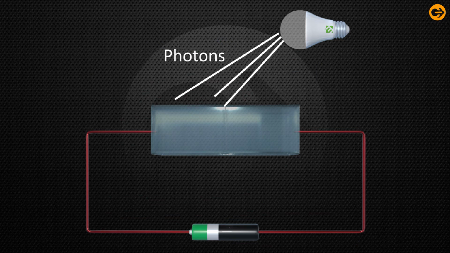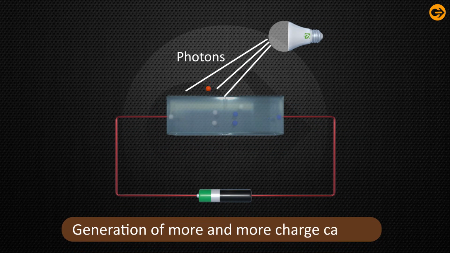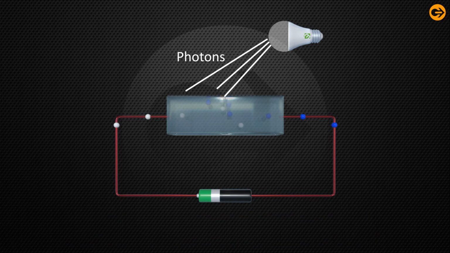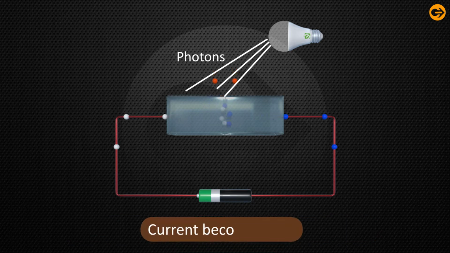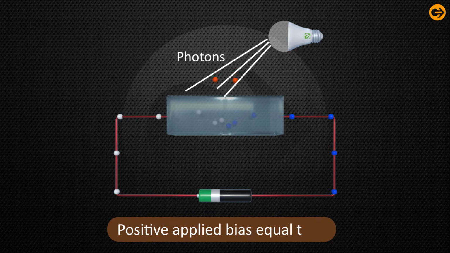The same effect can be obtained by illuminating the junction. When the light energy bombards the PN junction, it dislodges the valence electrons. It happens due to the generation of more and more charge carriers. The dark current is the current that exists when no light is incident. The current becomes zero only with a positive applied bias equal to V0.